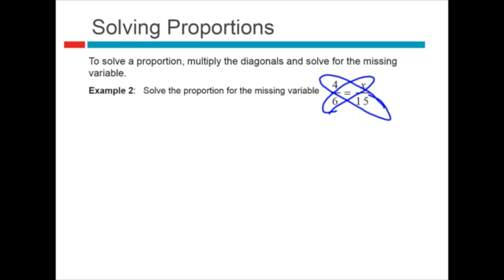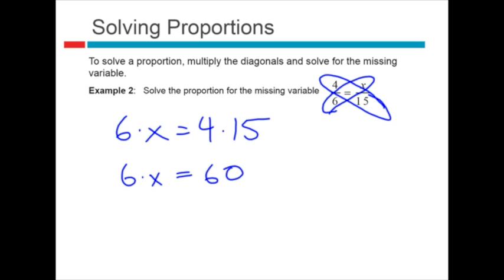The first step is just like we did in that last example, we're going to multiply our diagonals. That first one I circled would give us 6 times x. And the second one would give us 4 times 15. Now let's simplify a little bit. 6 times x, we don't know what x is yet, so we're just going to keep that as 6 times x. And the right side, 4 times 15, we know is 60.